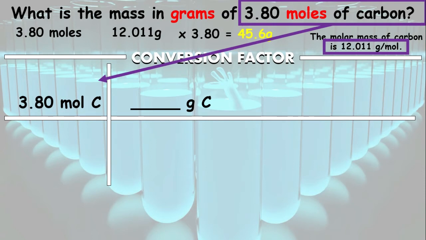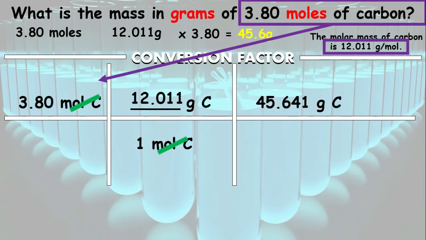Now we're going to use the molar mass. So again, the molar mass of carbon is 12.011. So we put 12.011 to the upper right. This will give us mole in the bottom right. So look how they will cancel out. Now, multiplying these two, we will get 45.641 grams of carbon. Following the significant figures, we will have 45.6 grams of carbon.